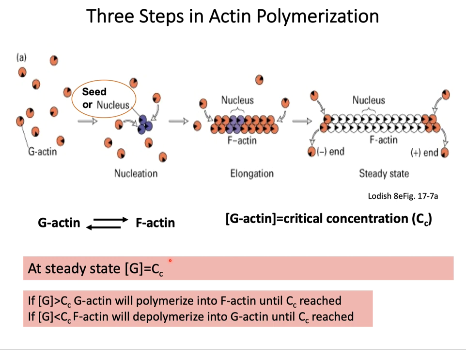So if the concentration of monomer is greater than the critical concentration, it will drive the reaction, in this case, from left to right to form the filamentous actin from the monomers. On the other hand, if the G-actin concentration is less than the critical concentration, then the reaction will be driven in the opposite direction. F-actin will become depolymerized to G-actin. Again, until the critical concentration is reached, at which point you will have a steady state. So this is a very simple biochemical reaction, and it's very easy to think about it that way.